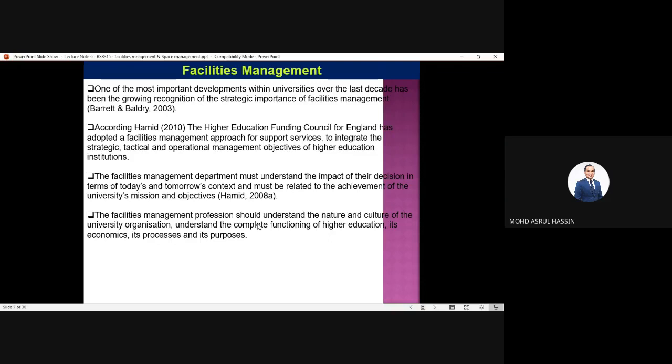Okay, the facilities management profession should understand the nature and culture of the university organization, understand the complete functioning of higher education, its economics, its processes, and its purposes. So, if you are one of the facilities management staff, you need to think about the primary services, or main business of the organizations, right?